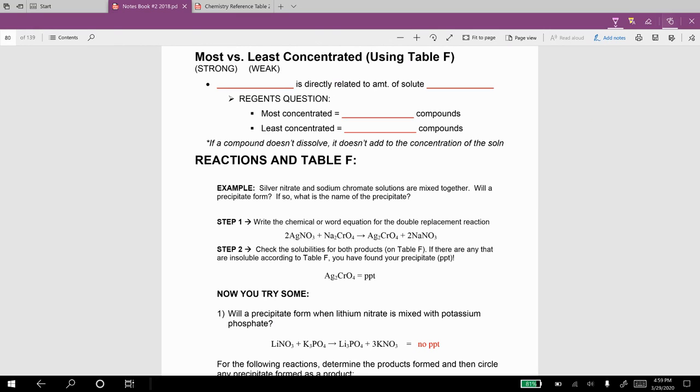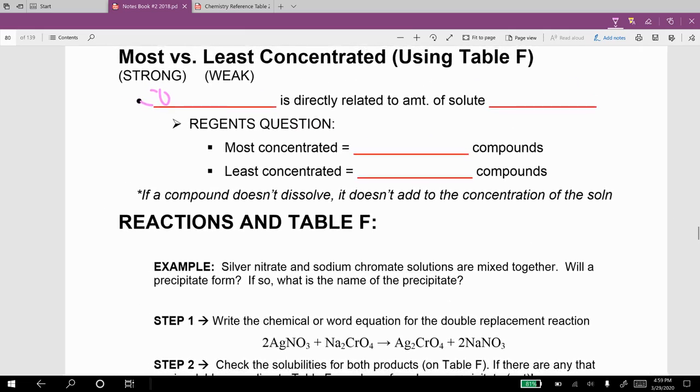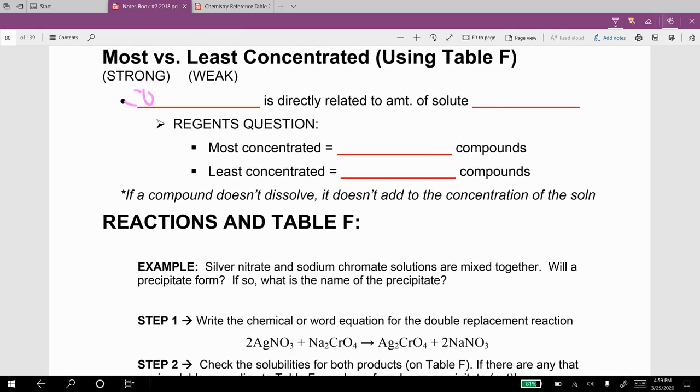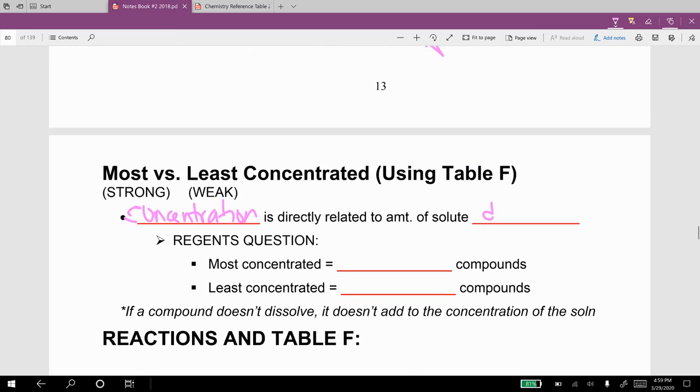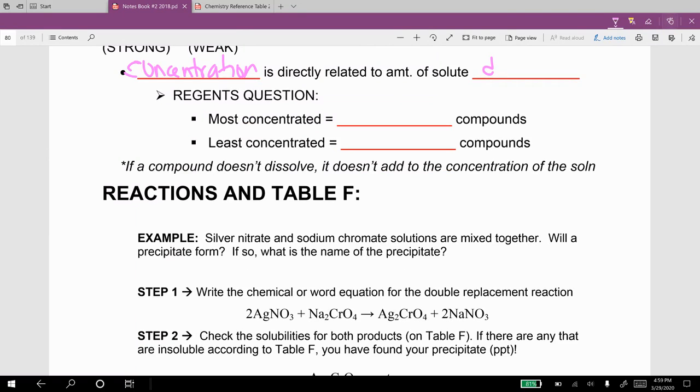All right, so most and least concentrated, according to Table F. What does that all have to do with Table F? If something is going to be the most concentrated, I'm going to make this a little bigger so that I have better handwriting. Concentration is directly related to the amount of solute dissolved.